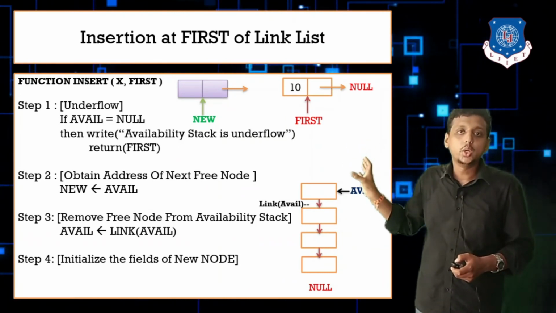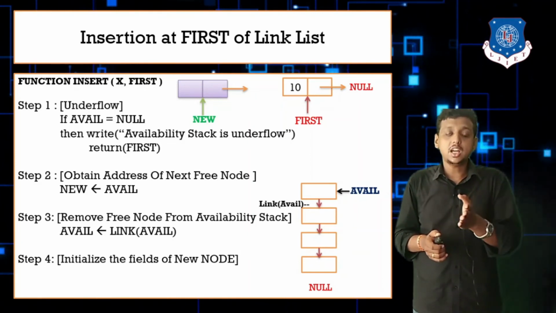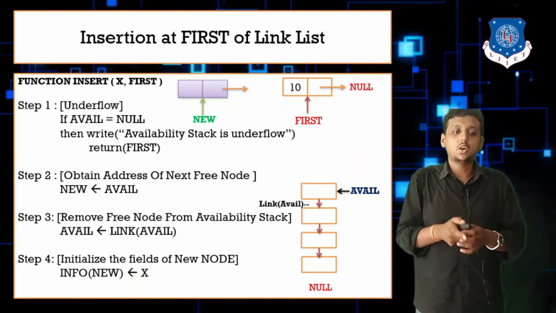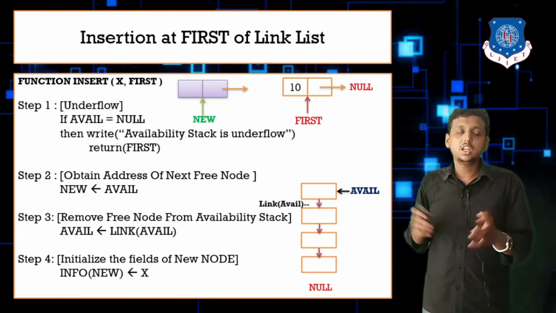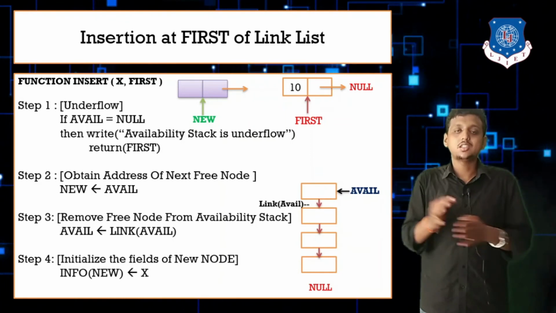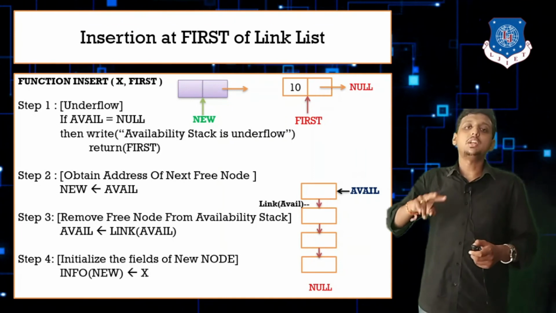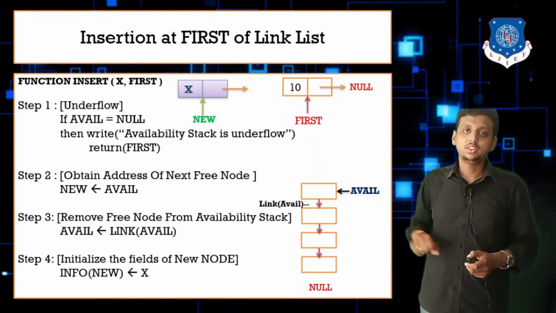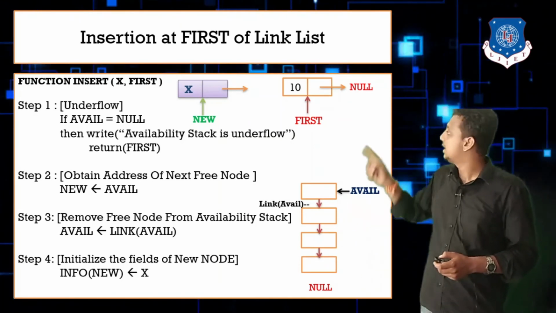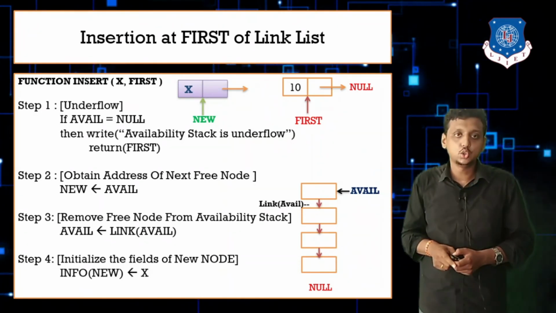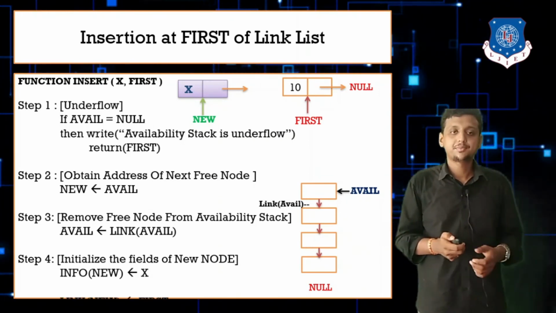That is new node. Okay, so we need to write like this: info of new. We cannot use data here; I am using the word info instead of data. So info of new arrow x. That means I am going to insert x in the info of the new. After writing this statement, my value is inserted over there in new.